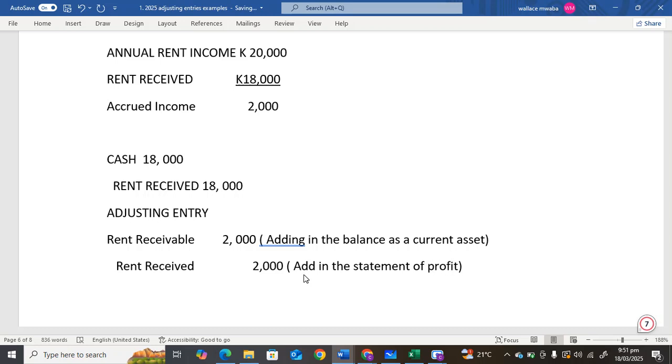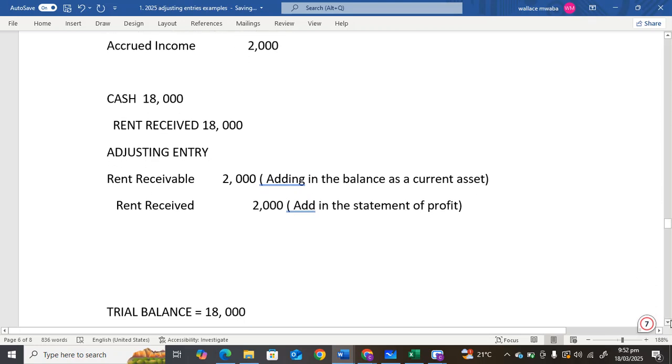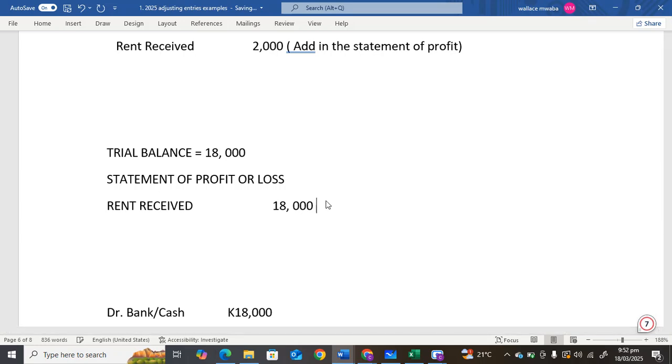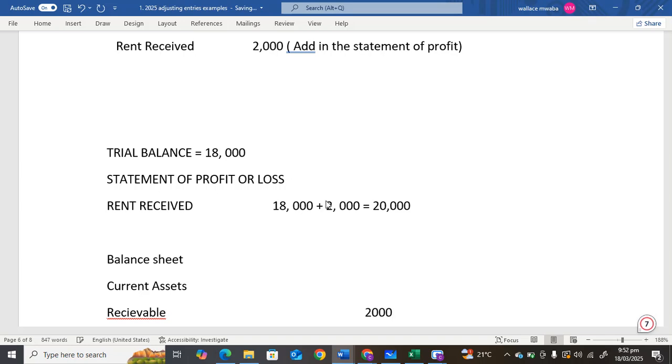I think in the assignment question, there was even a rent receivable. We added it to the rent, I don't know what income we added it to, and then we put it as a current asset in the balance sheet. Yes. So here, statement of profit or loss, 18,000 plus 2,000, so that it reflects the true amount that has to be earned: 20,000. Balance sheet, under current assets, rent receivable 2,000. Not 20,000, 2,000.